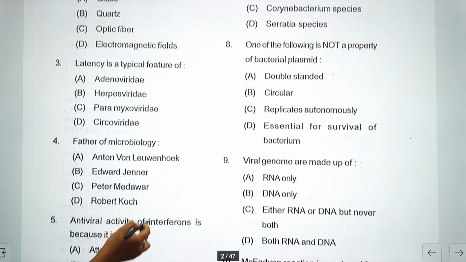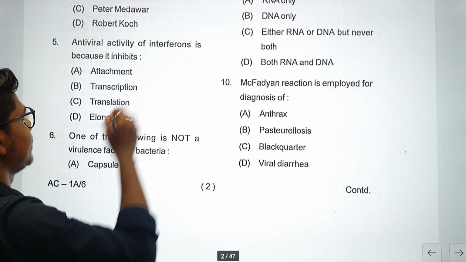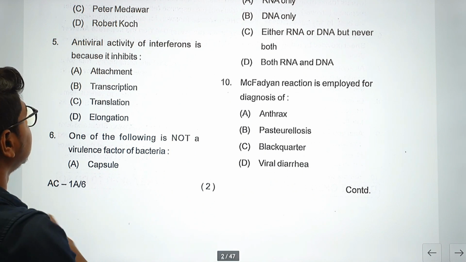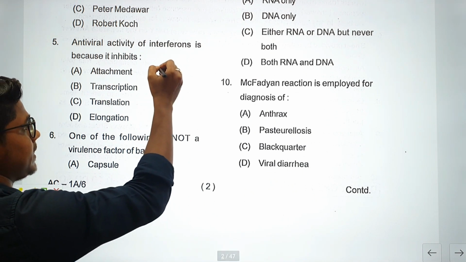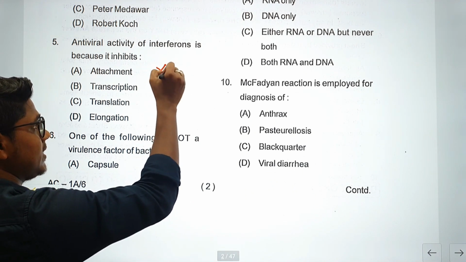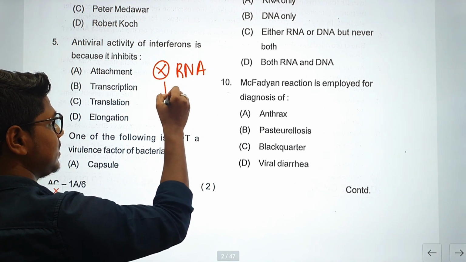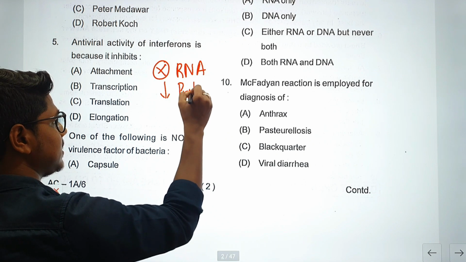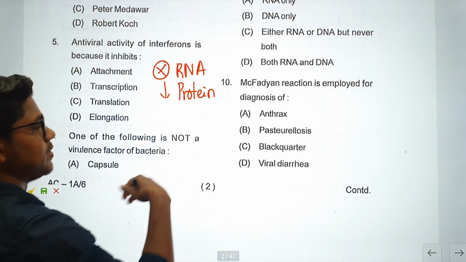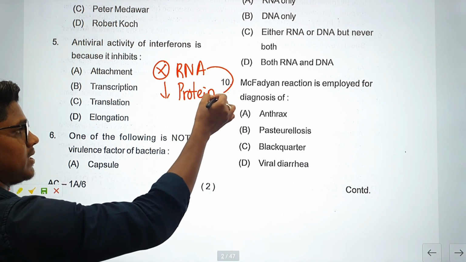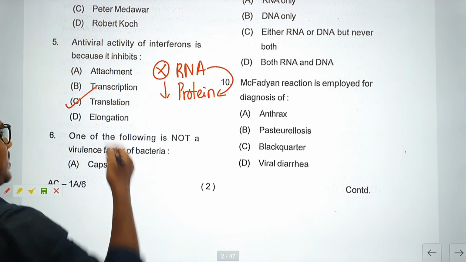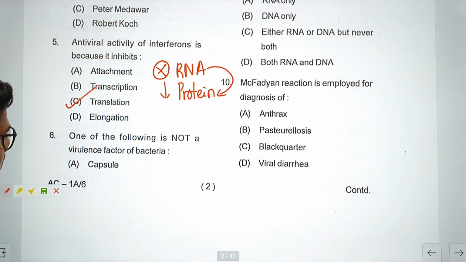Next question, antiviral activity of interferons is because they destroy the RNAs. By that they decrease protein synthesis. From RNA, the protein synthesis is known as translation. So the answer is translation.